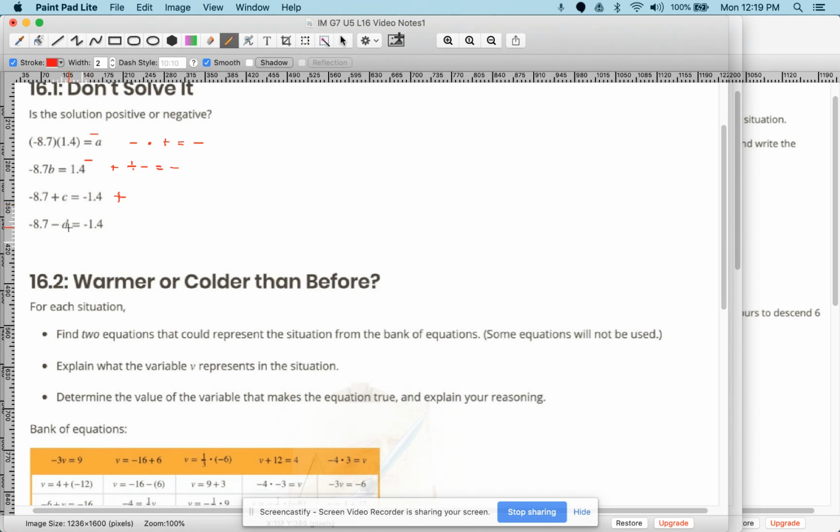And then finally, negative 8.7, and we're subtracting a number, and we're going to end up with a negative 1.4. If this number is positive, we're going to add the opposite, which would make it negative. So this number has to be a negative number so that when we add the opposite, we're adding a positive number to get us to a smaller negative number. I hope that was a good review for you.